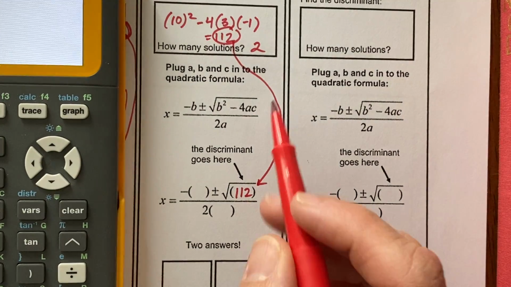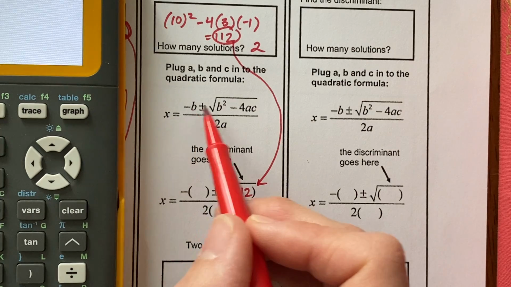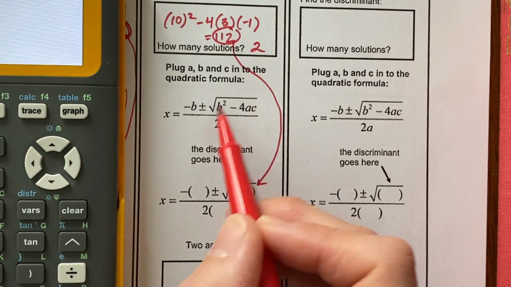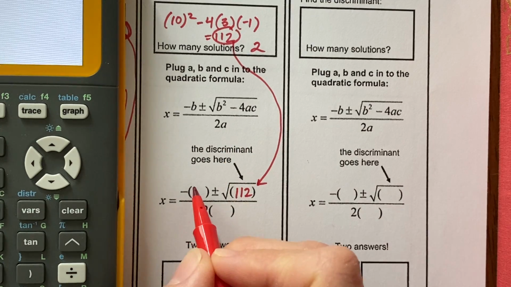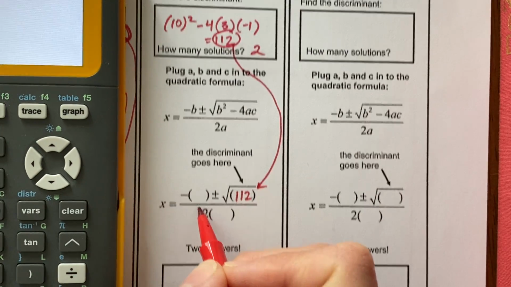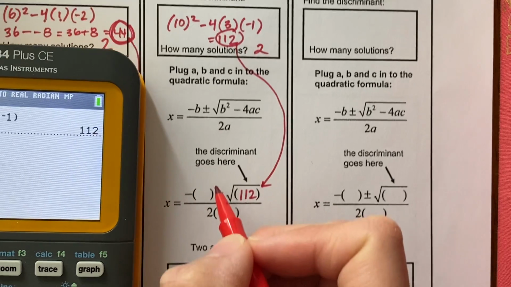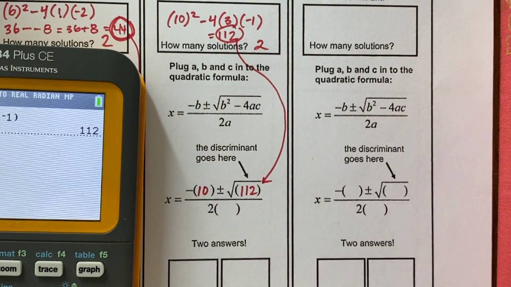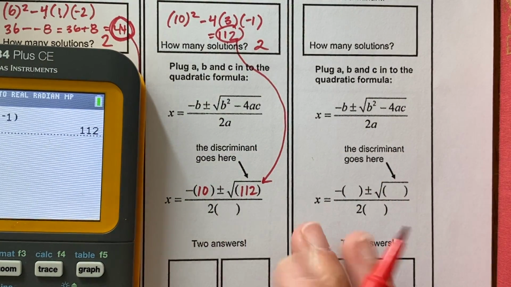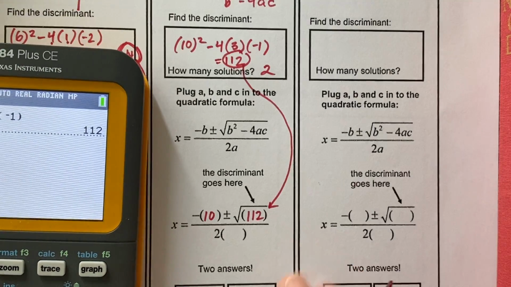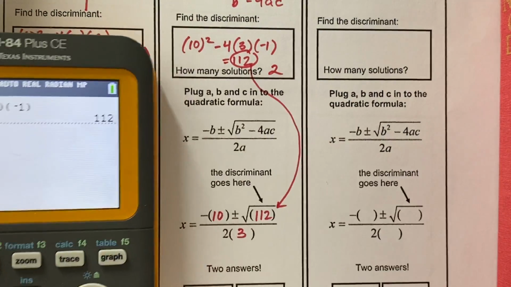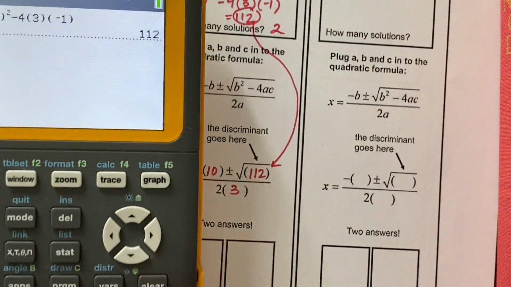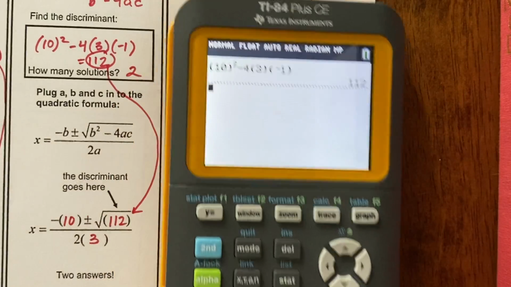Okay, so x equals negative b plus or minus, we already have that, b squared minus 4ac, that's 112, over 2a. So opposite of b, b was 10. So I'm going to put 10 in here. And then over 2a, a is 3. So I'm going to put 3 right there. And then, again, go back to my calculator. Just going to make it so you can possibly see this entire thing.